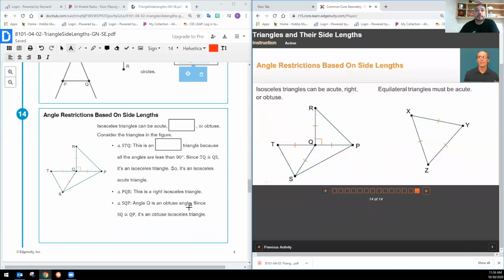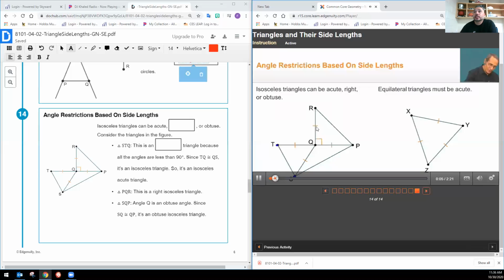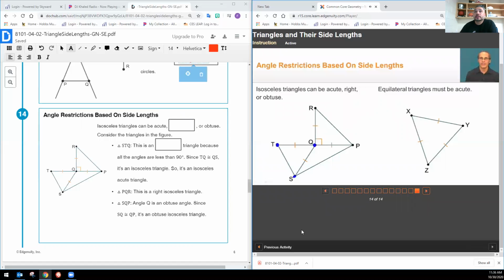Isosceles triangles can be acute, right, or obtuse. Take a look at triangle STQ. Now this is an acute triangle because all the angles are less than 90 degrees. And if you note the congruent marks, 2 of them, PQ is congruent to QS. This means it's an isosceles triangle. So it's an isosceles acute triangle.